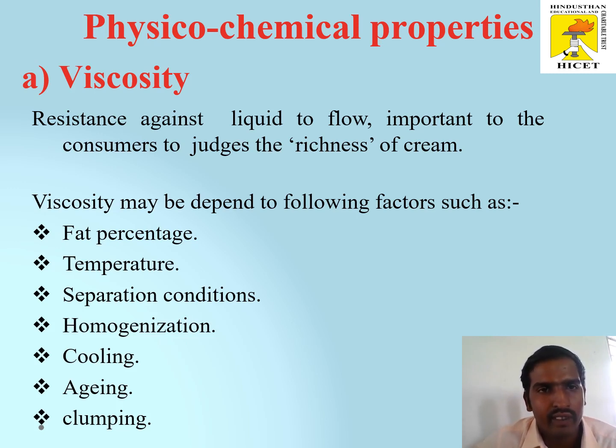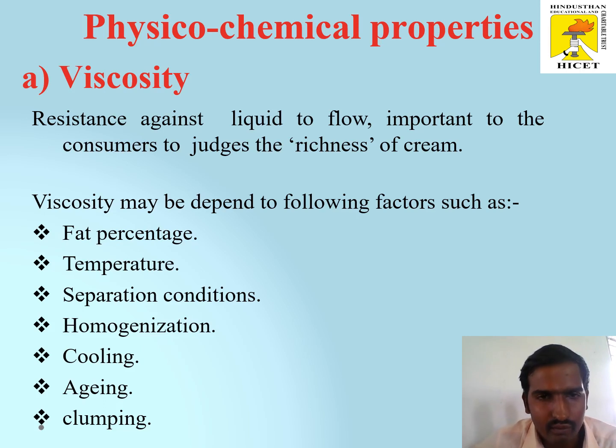product to product. We have different types of products where we use cream, and based on the physico-chemical properties the richness of the cream in the product may vary. Viscosity may depend upon the following factors. The first one is the fat percentage. The percentage of fat may be either 20 to 30, 30 to 40, or greater than 40. Sometimes, like butter, the maximum fat percentage is 80%. So it depends on the percentage of fat that is present in the milk.